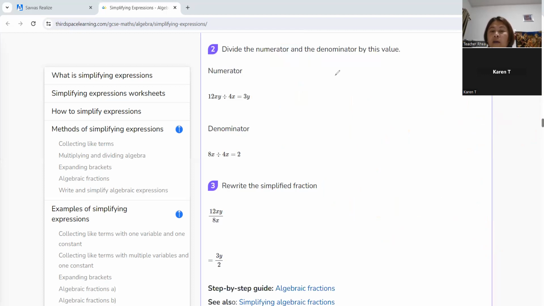So the simplified form of the algebraic expression 12xy over 8x is equal to 3y over 2. That is in algebraic expression.